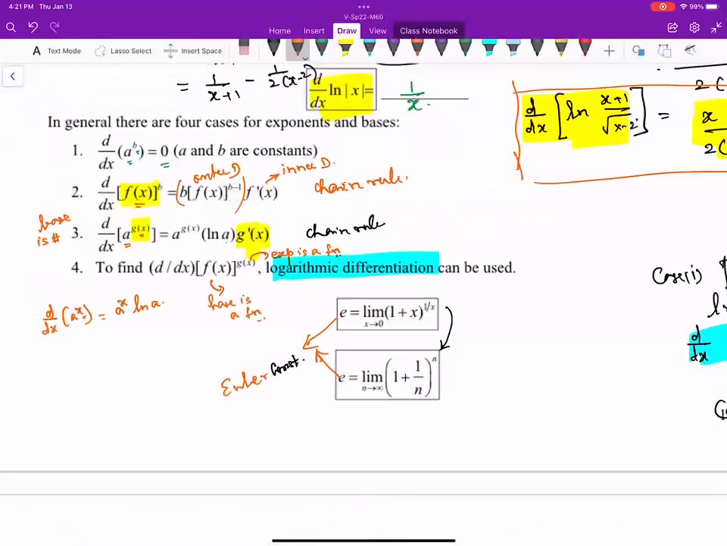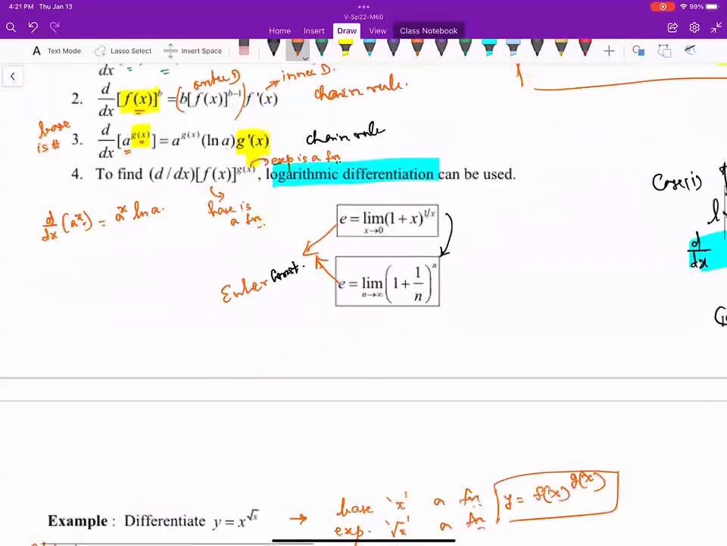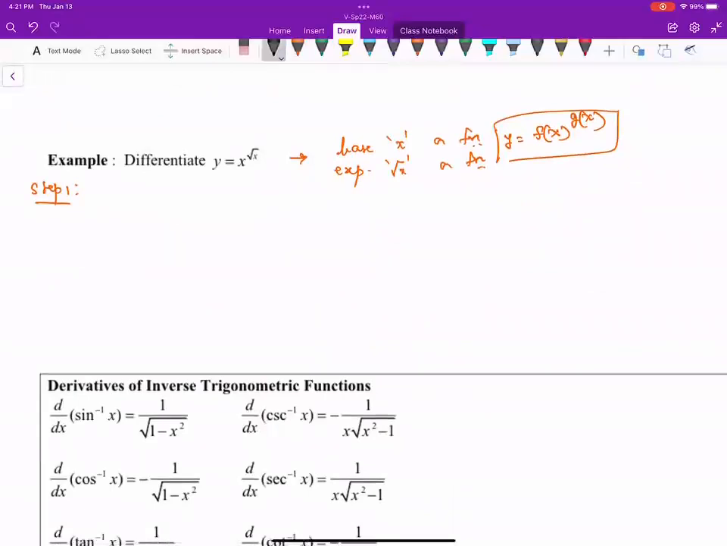So here we notice that if you're asked to find the derivative of f of x to the power g of x type, then you have to go for logarithmic differentiation. So let's call y equal to x to the power root of x. Then let's take ln on both sides. So ln of y equals ln of x to the power root of x. Now you can move the root of x in front. So ln y equals square root of x times ln of x.